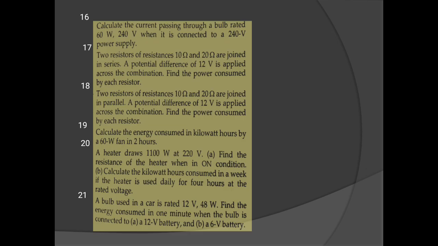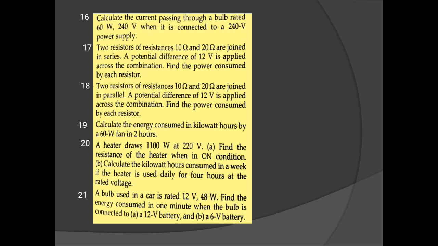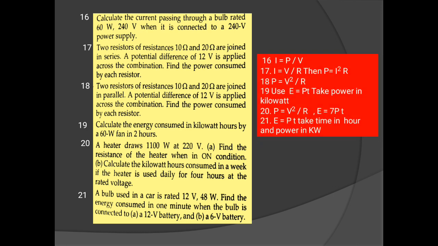Now question number 16. Calculate the current passing through a bulb rated 60 watt 240 volt when it is connected to a 240 volt power supply. Here you can use I equal to P by V.